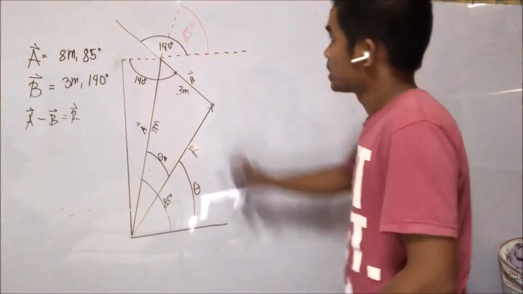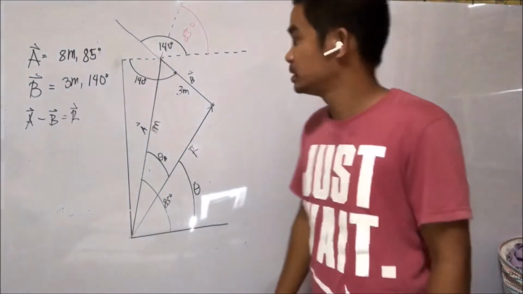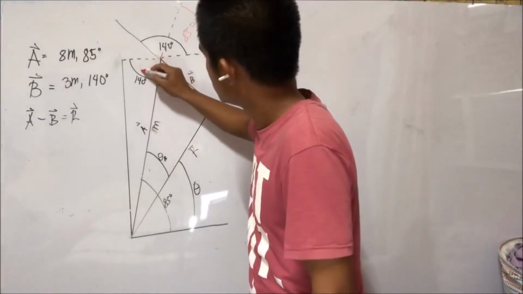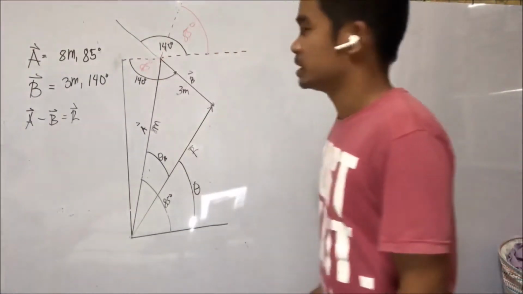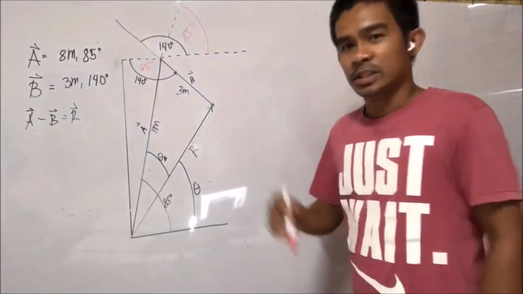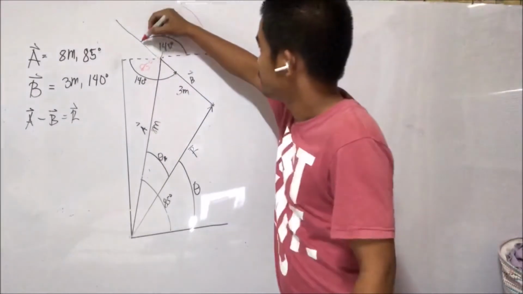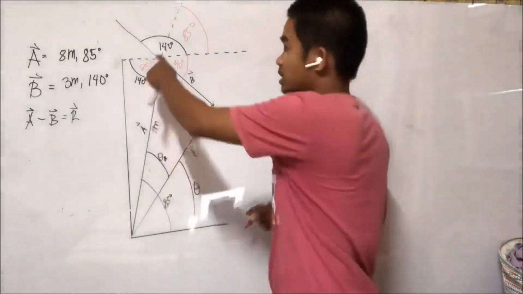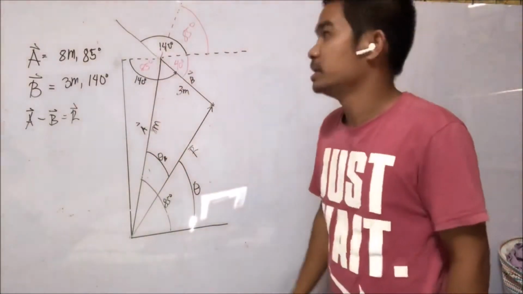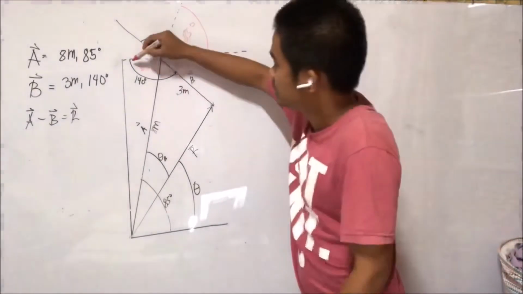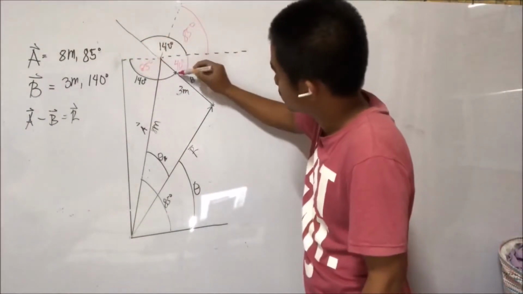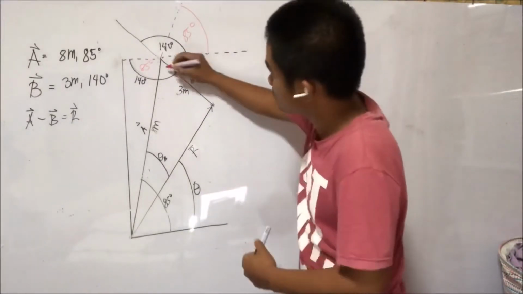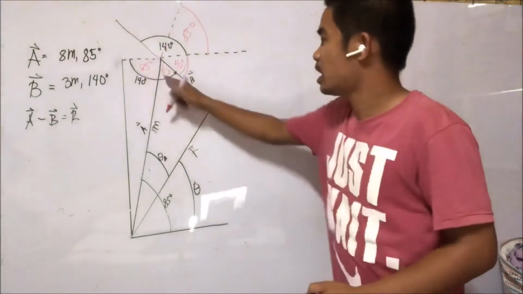Okay, next, opposite angles are equal. Vertical angles are equal. So if this is 85, this is also 85 degrees. A straight angle measures 180. Now if this is 140, then this is 40 degrees. 140 plus 40 is 180. Alright. Now if this is 85 degrees and this is 40, I'll mark this angle as angle phi.